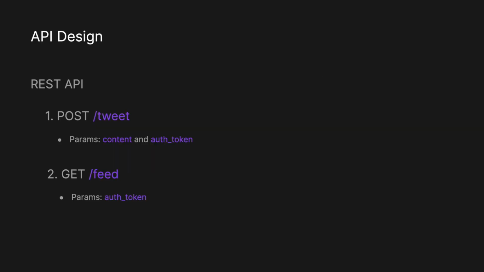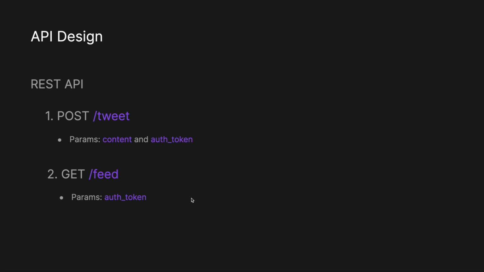So I think to start, we could say a simple REST API could be quite powerful and take care of most of our needs. We've got our post endpoint, which could be just tweet, and it could take the content, which is the actual content of the tweet, as well as an auth token, because again, we want to make sure it's only users that are signed in that can tweet.